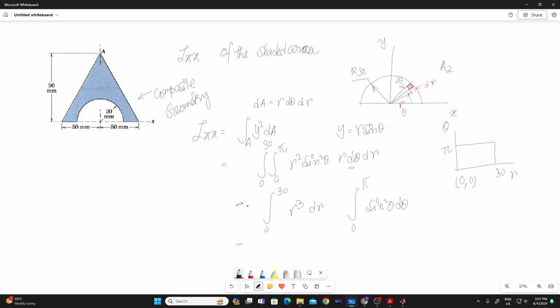So as he said, it is going to be pi times 30 to the power 4 divided by 8. Okay, is that correct? Yes, sir. No, this one is correct. Hmm. Okay, and what is the value coming out to be?